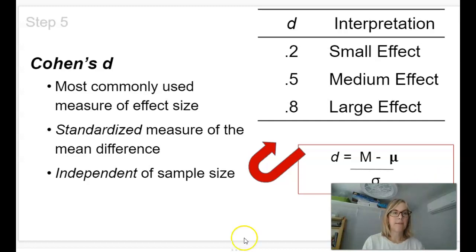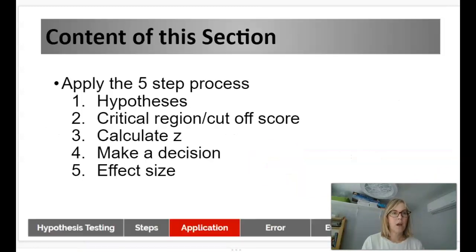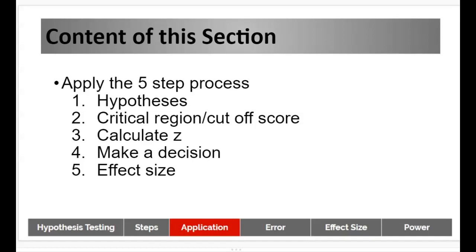So that connects to this idea of practical significance. I am now going to pause, and we're going to put everything in action with an example problem. So go ahead and get out a scratch piece of paper, have some notes handy, and we're going to be working through these 5 steps. All right, it's time for our example walkthrough.